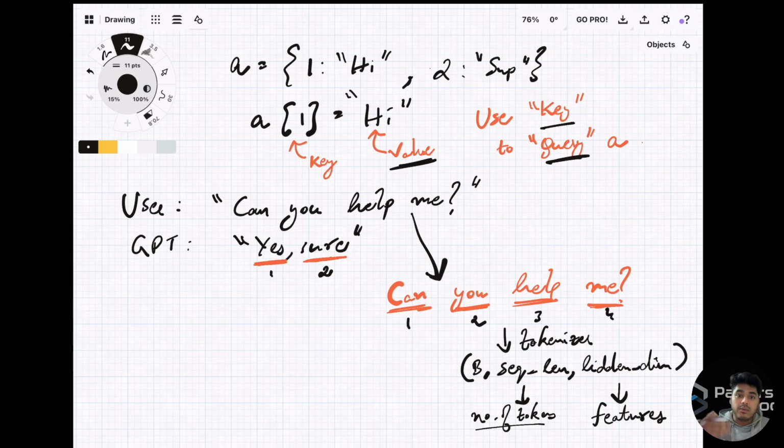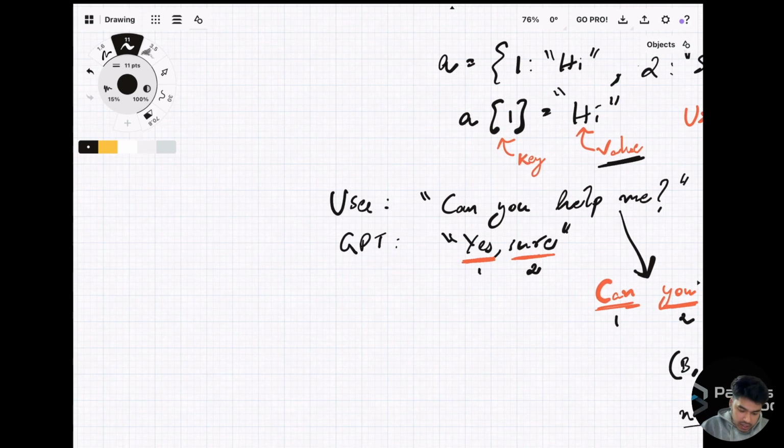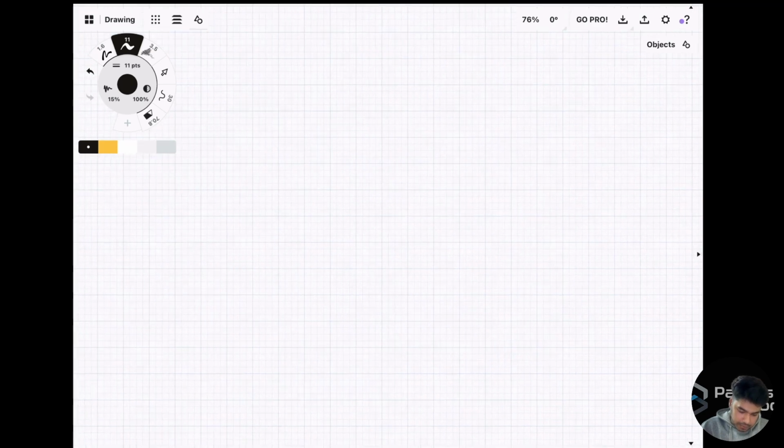The question which attention answers is, can we make this process learnable? So how can we make this process learnable is the question we are trying to answer with attention.